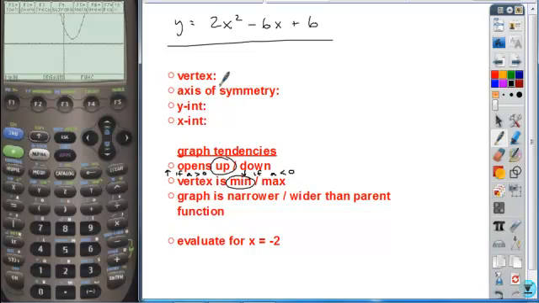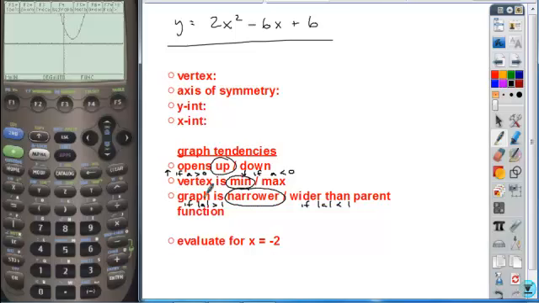And then again, we can look at the A value. Remember, if absolute value of A is greater than 1, it's narrow. If absolute value of A is less than 1, it's wider. So which one does this fit into? Absolute value of 2 is greater than 1, so it's going to be a narrow graph as well. And so I get all my graph tendencies answered.